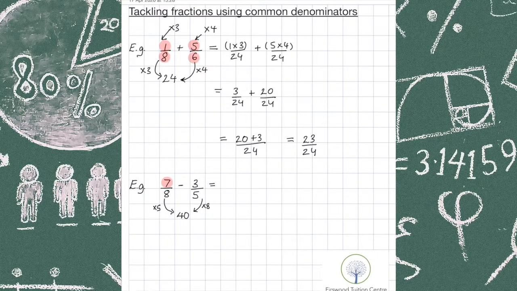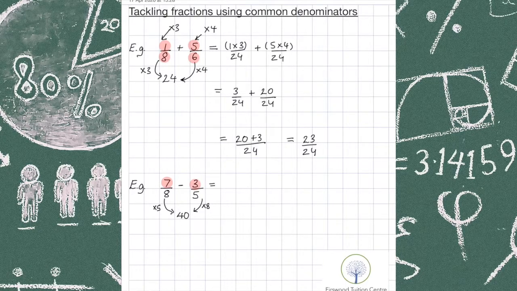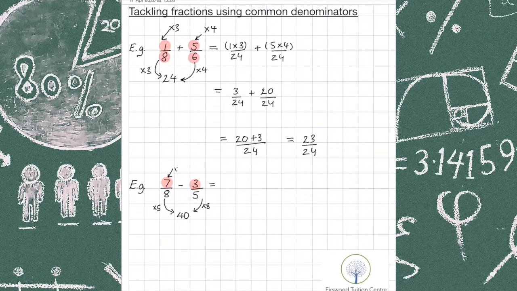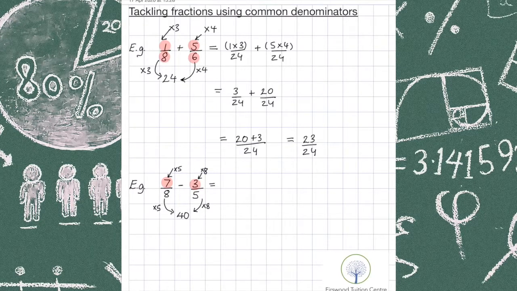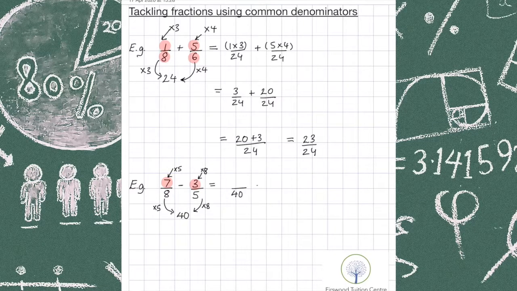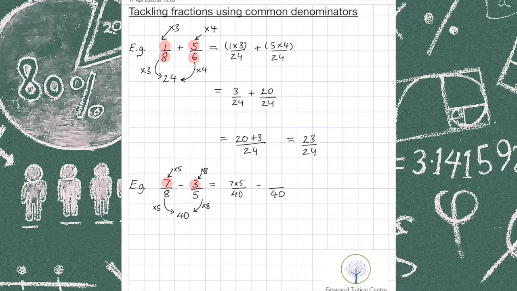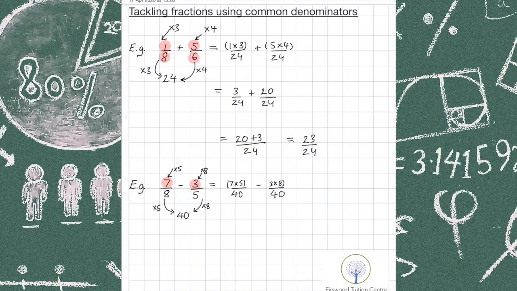So we must now think, what do we need to do to the numerators 7 and 3 after we have this new common denominator? So, as we multiplied 8 by 5 to get to 40, we must also multiply 7 by 5. And once again, as we multiplied 5 by 8, we must multiply this 3 by 8. And we can now rewrite our fractions using these multiplications. So with our common denominators being 40, we can write in our first fraction 7 multiplied by 5. In our second fraction, we can write 3 multiplied by 8.